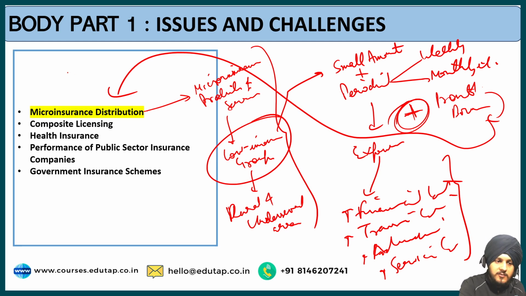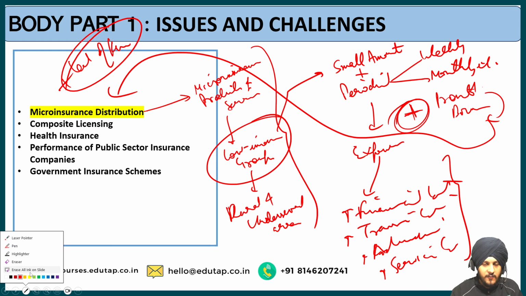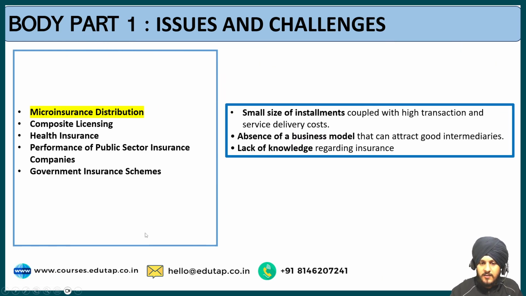Now another major, the third challenge, is the lack of knowledge regarding insurance among these low income group people. This is also a major challenge because of the lack of knowledge or awareness regarding insurance plans, why to take insurance and how to take insurance. So this is also an important challenge as far as the insurance sector in India is concerned. So you can read that the small size of installments, the absence of business models, and the lack of knowledge regarding insurance are all challenges related to micro insurance distribution in India.